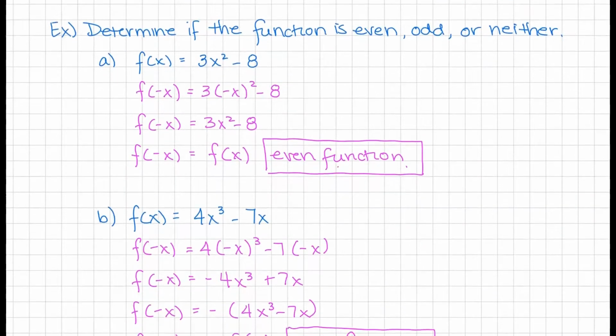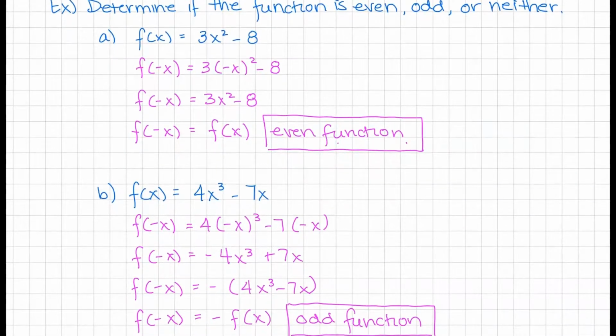Now let's take a look at another example. Let's say I started with this function instead. I'm still going to start with f of negative x. I'm going to replace the x's with a negative x. And a negative to an odd power is going to be a negative. And a negative times 4 is negative 4. And then a negative 7 times negative x is positive 7x.